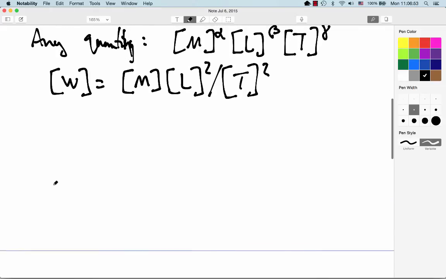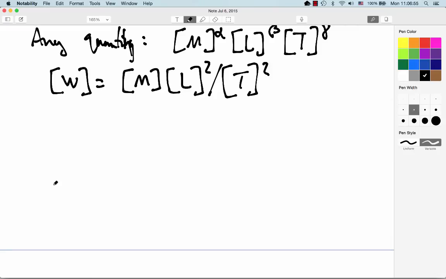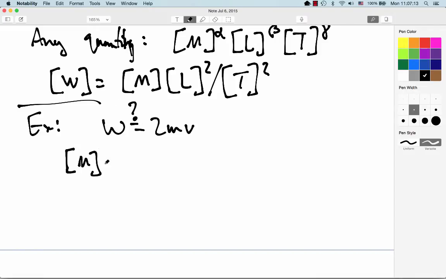Okay, so let's take an example here. So let's say you did some sort of calculation, you got that the work done on something was equal to 2 MV. You want to know, was that correct? Well, we can check. We know that the dimensions of work are going to be mass times 2 powers of length over 2 powers of time. And we don't particularly worry about the number 2. It doesn't have any dimension.